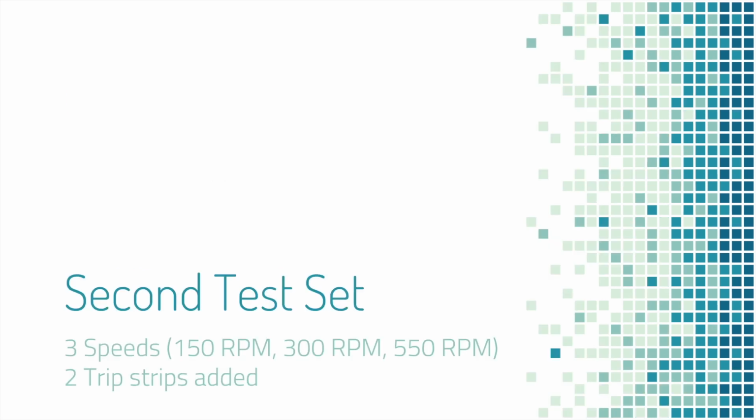Our second set of tests were conducted at the same speeds as the first set. However, 2 sandpaper strips were added between ports 8 and 9 and between ports 16 and 17, which are located just in front of the top and bottom surfaces of the cylinder.